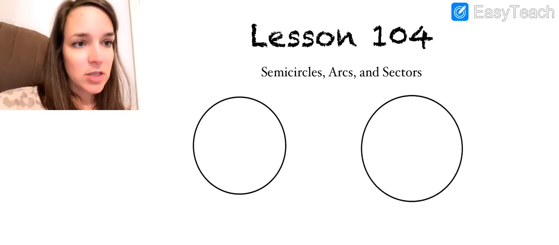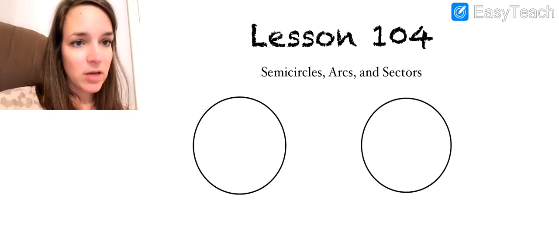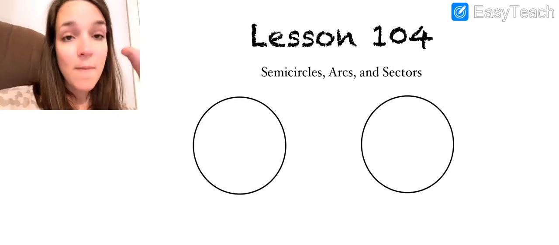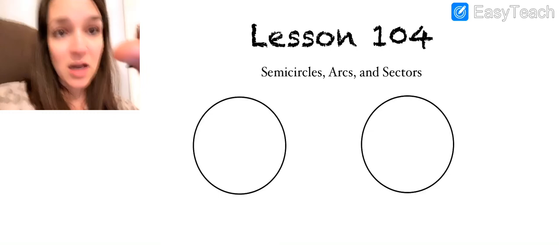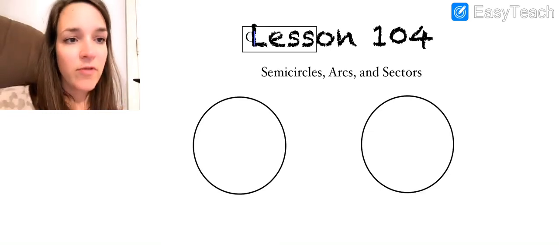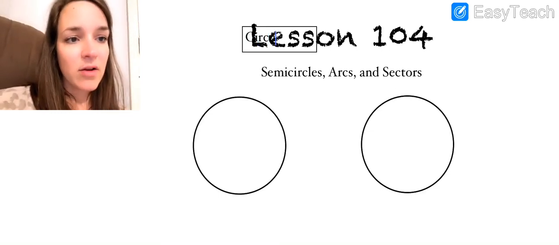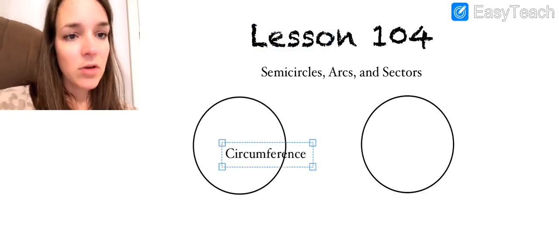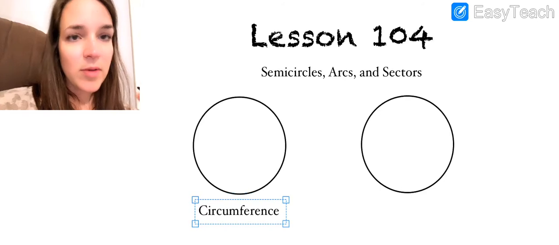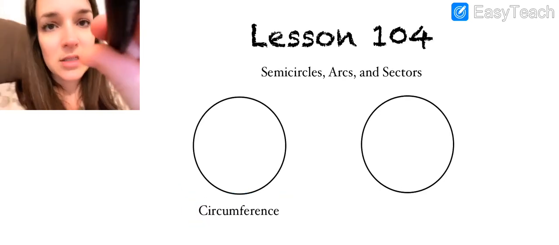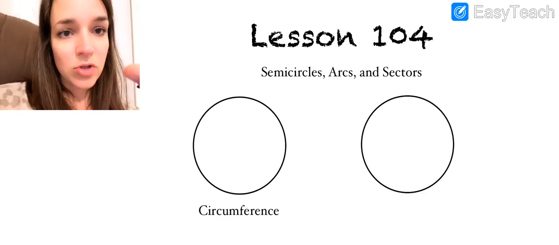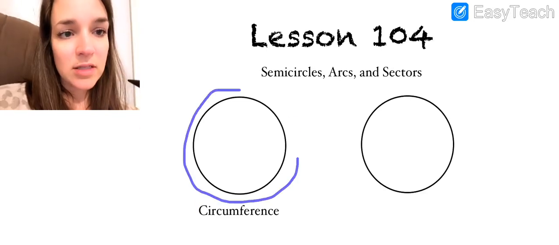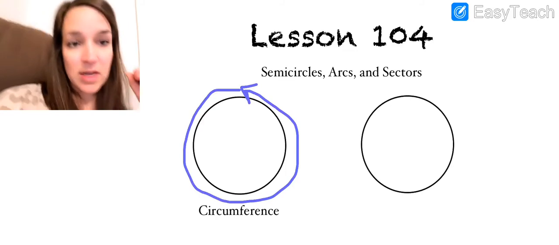So let me just give us a couple of circles here real quick. All right, so circumference of a circle, circumference, let's spell that together. That's a fun one, huh? Circumference, there we go. Circumference, remember, measures the distance around the outside of a circle. So circumference is talking about this distance all the way around the outside, okay?